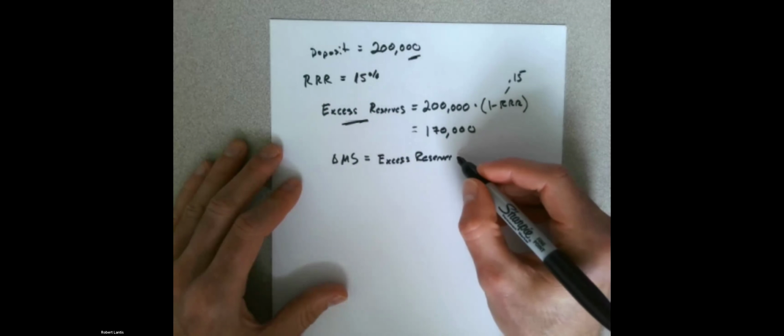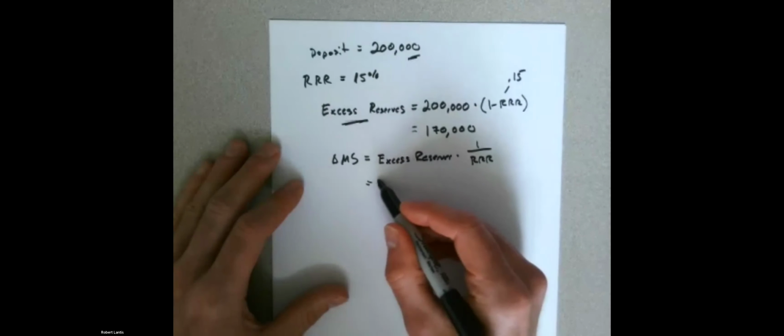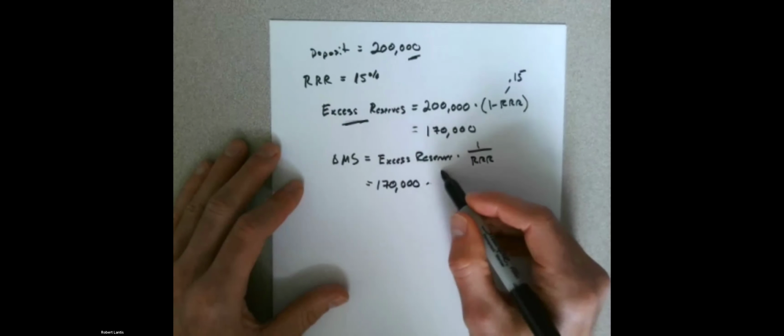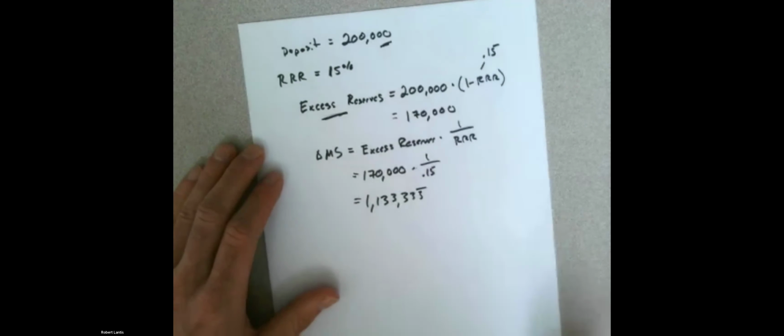Times 1 over that required reserve ratio. So for us, that would be 170,000 times 1 over 0.15, which, if I can make sure I get my math correct, we end up getting 1,133,333. So that same initial deposit is going to have a huge change in our money supply.